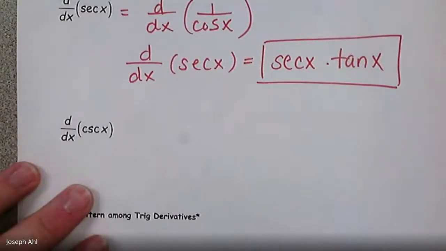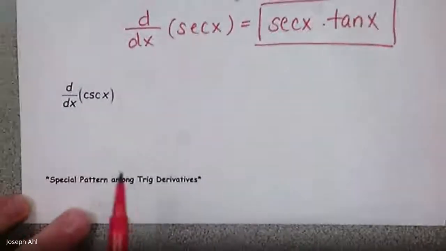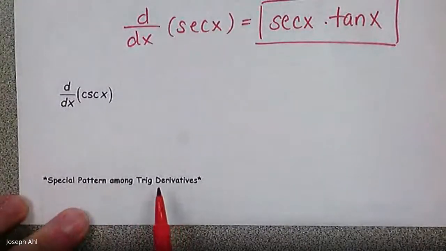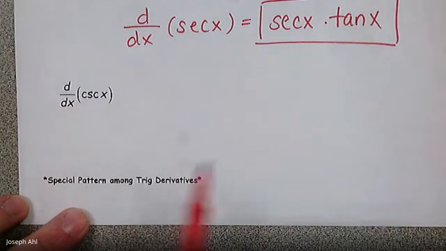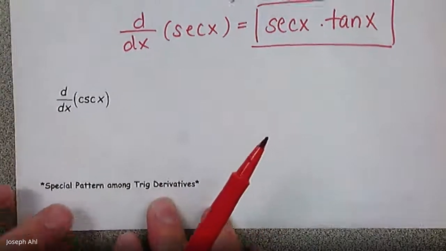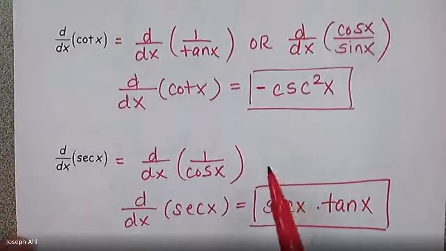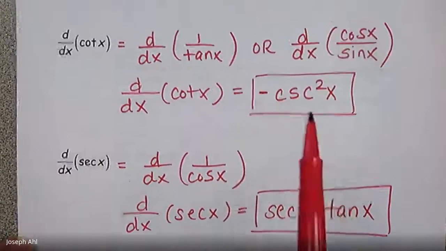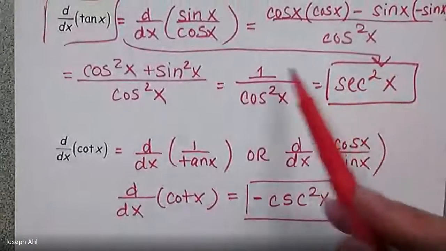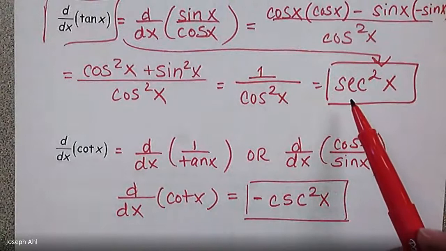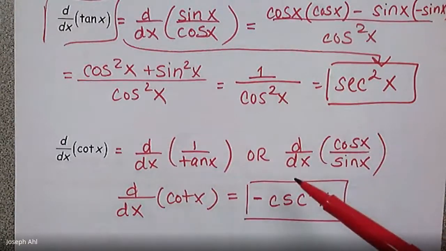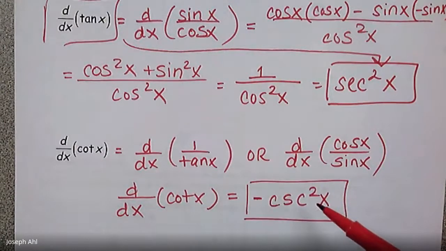And finally, there are some nice patterns happening here. So I wrote that at the bottom. There's a special pattern among trig derivatives, and maybe you've caught on to that. So if you think about it, the derivative of sine is cos, the derivative of cos is negative sine. The derivative of tan is secant squared. The derivative of cotangent is negative cosecant squared.